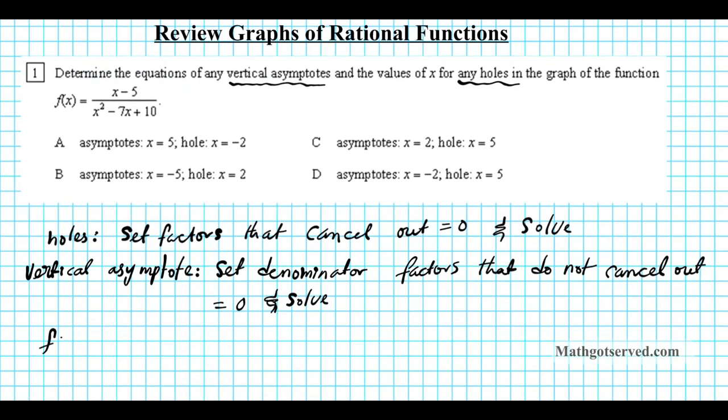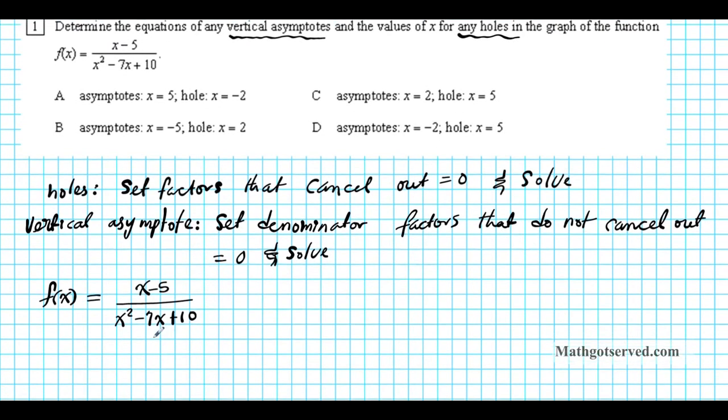To determine what the holes are, we have to determine what factors cancel out. So write down the numerator and the denominator. What do the numerator and the denominator have in common? In order to answer that, we have to factor the denominator. So let's use the AC method here. AC is 10 and B is -7. Two numbers that work here are -5 and -2. We do not need to factor by grouping here because A is 1.